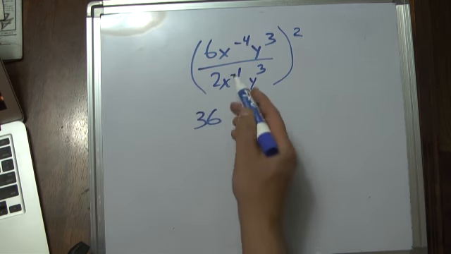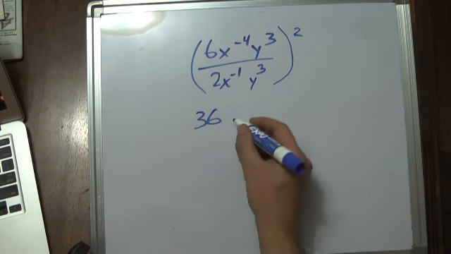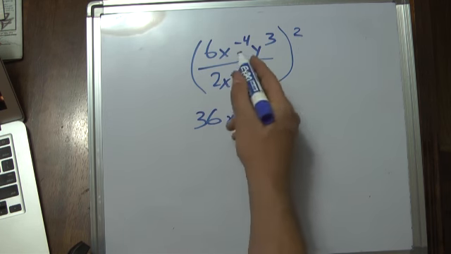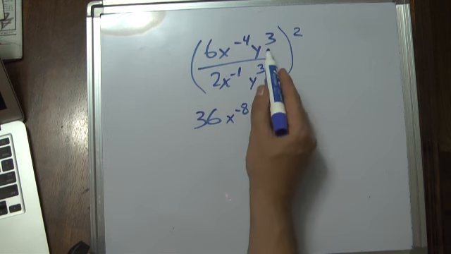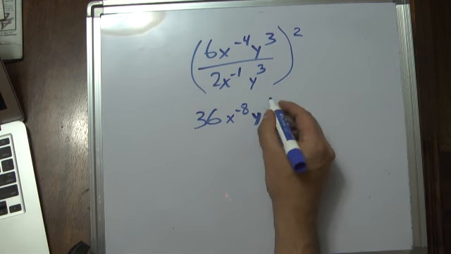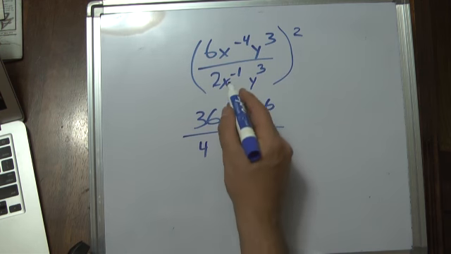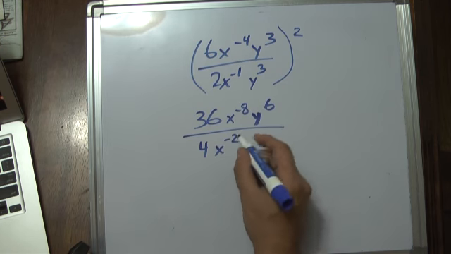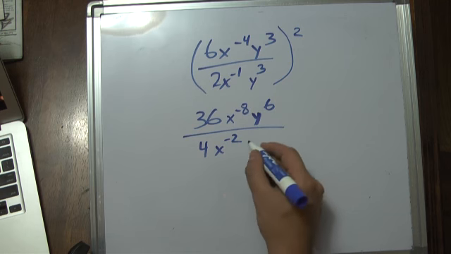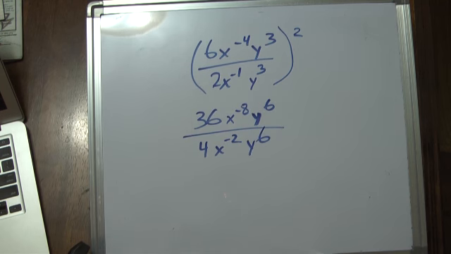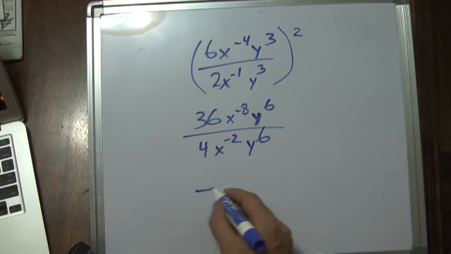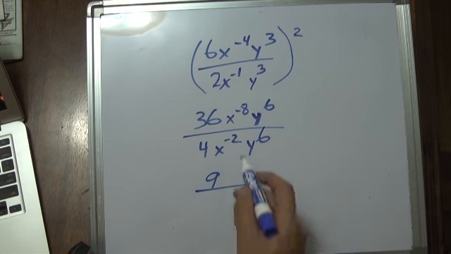6 squared is 36. X to the negative 4 to the negative 2 is going to be x to the negative 8. Multiply your exponents. Y to the 6th over 2 squared is 4. X to the negative 2. Y to the third to the 2 is y to the 6th. And let's see, 36 divided by 4, that's going to be 9 on top.